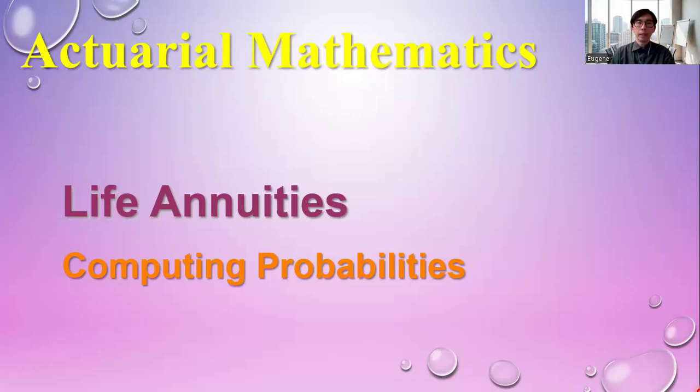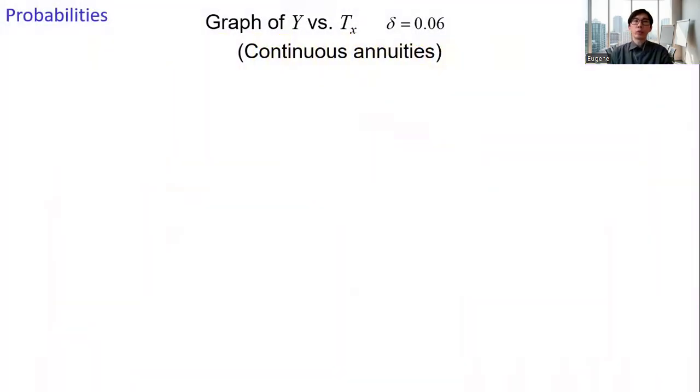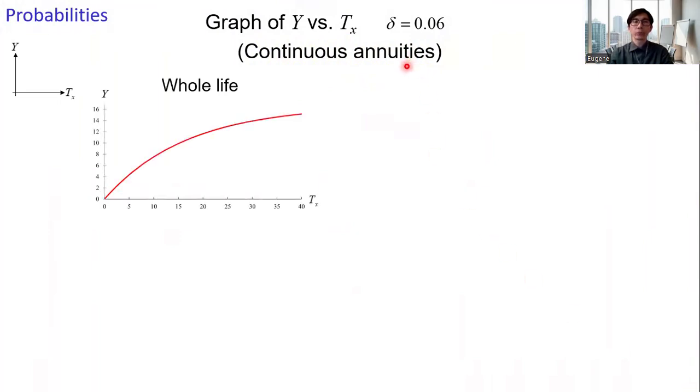Hello everyone. In this video, we will do some probability problems related to life annuities. Let's take a look at the relationship between Y and Tx. Here we use continuous annuity as illustration. For whole life annuity, you can expect that Y is an increasing function of Tx. The longer the individual lives, the more annuity payment the individual can receive, and therefore the present value of the annuity increases as Tx increases.